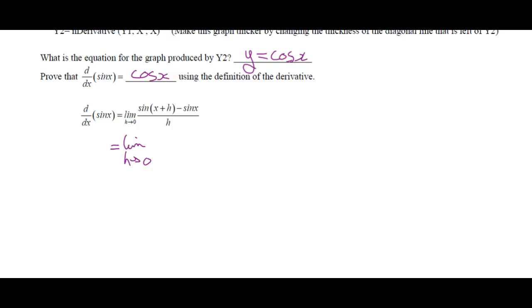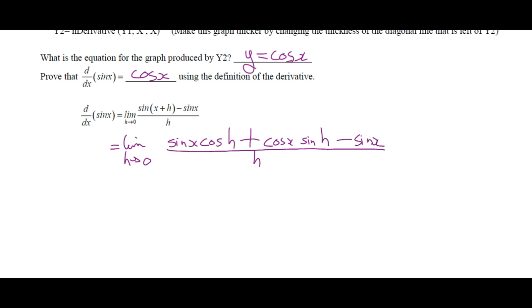So the sine of a plus b is sine a cos b plus cos a sine b. In this case, sine x cos h plus cos x sine h. So that's the expansion of this, and then minus sine x, and that's just this term here, all over h.